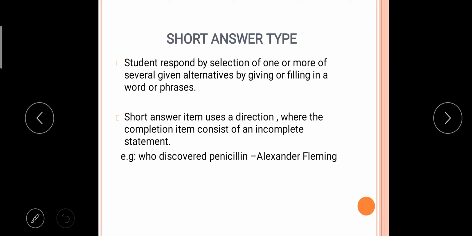So short answer type is also a type of teacher-made test. Students respond by selecting one or more of several given alternatives, or by giving or filling in the word or phrases. A short answer item uses a direction, whereas the completion item consists of an incomplete statement. Who discovered penicillin? Alexander Fleming is an example of short answer type.